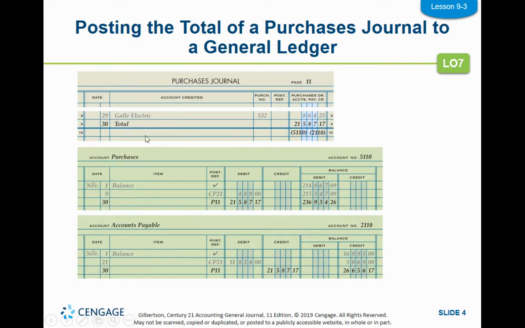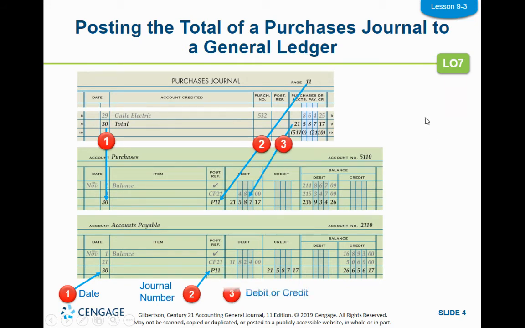So then you come to your general ledger. You have this purchases account in the general ledger and accounts payable account in the general ledger. And you're going to post that total amount as a debit to purchases. So you have the date, the page number again, make sure it's the P11 for purchases journal. Then you're going to take that total amount, and it's going to be a debit to purchases and a credit to accounts payable. That is because that's what it tells us at the top of that column.